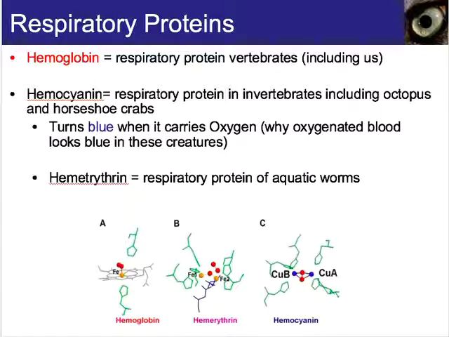There are other types of respiratory proteins, including hemocyanin. This respiratory protein is found in invertebrates, including octopus and horseshoe crabs, and it actually turns blue when it carries oxygen. And there's something called hemerythrin, and this is a respiratory protein of aquatic worms. Note, in humans, we have hemoglobin, and it is not blue, it is red.